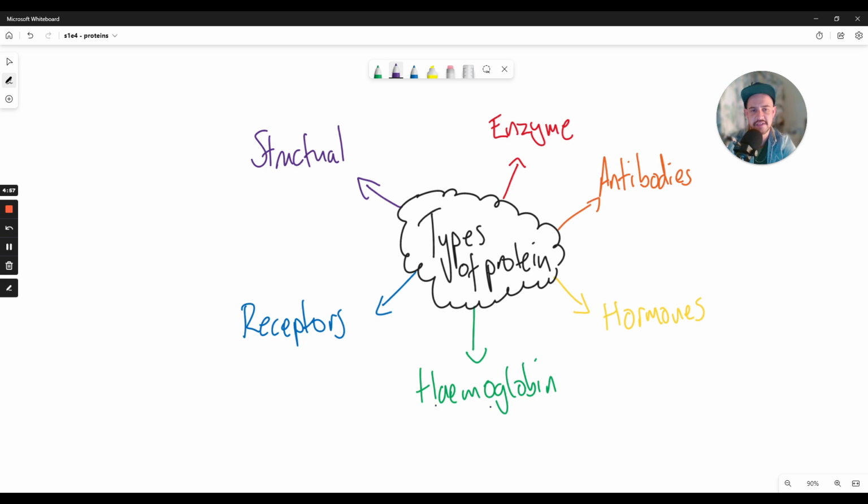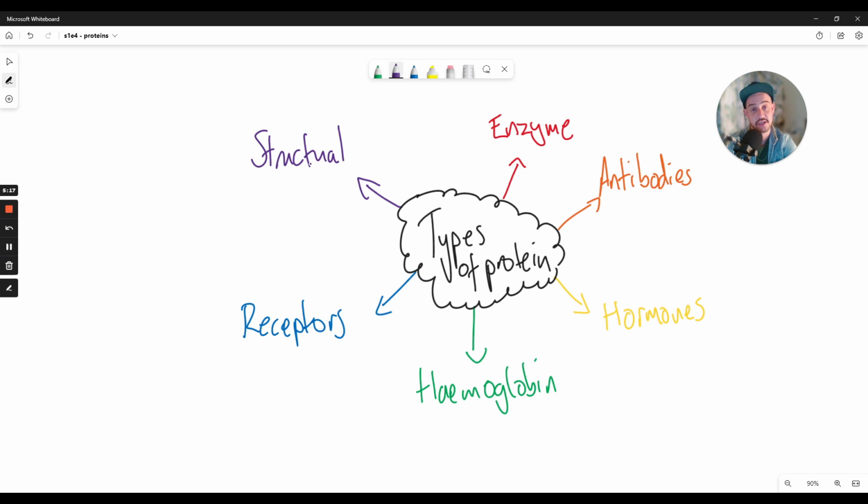Okay, all of these before are functional proteins. They have specific functions. They're quite interesting functions. The other family of proteins are structural. Now, they have a specific job too, but it's slightly less interesting. They're more like a scaffold, if you like, for cells and tissues to be supported.